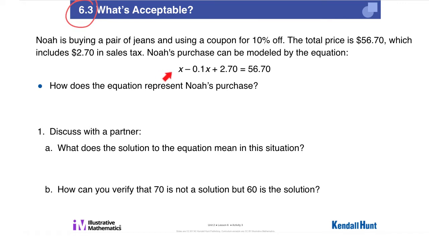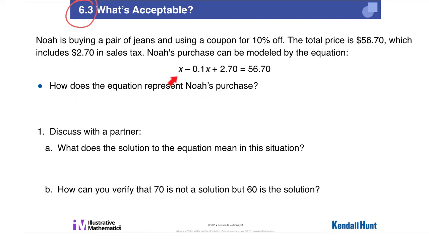Let's look at this equation right here. We have a value x. We're subtracting 0.1 times x. That's 10% of x. Of means multiply. Plus 270, it tells us that 270 was the sales tax, and we end up with 5670, and that tells us it's the total price. So how does this equation represent his purchase?